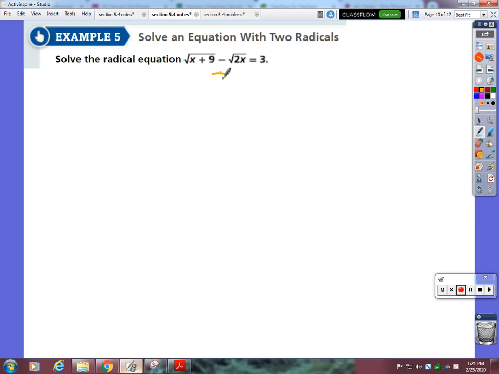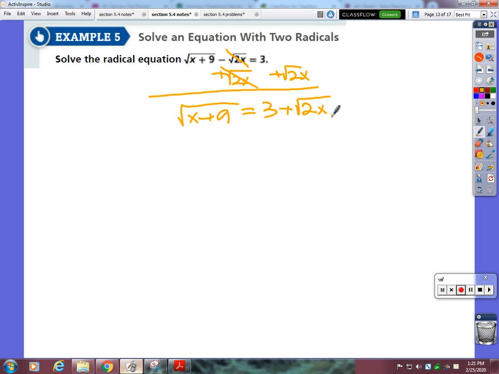Good call, Levi. So I'm going to add the square root of 2x to both sides. So that means the negative square root of 2x and the positive square root of 2x both cancel each other out. So that gives me square root of x plus 9 equals 3 plus the square root of 2x. Okay? All right, so then what do I do now that I have my square root isolated?